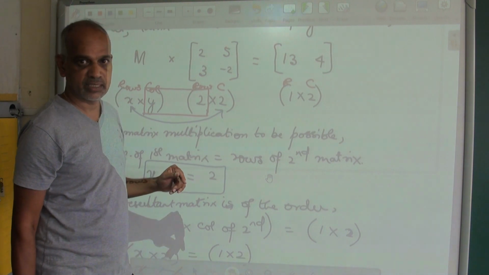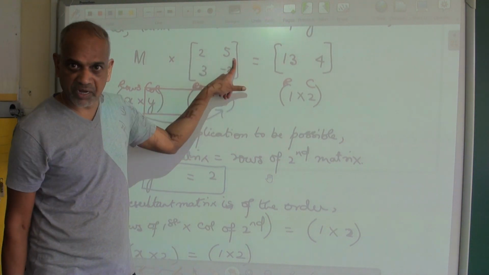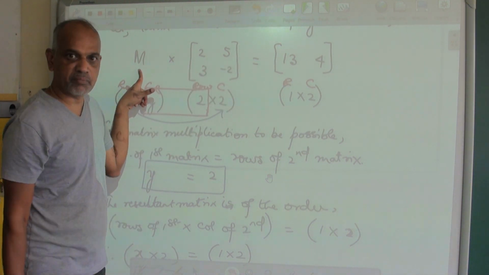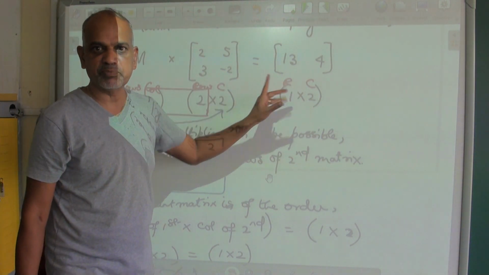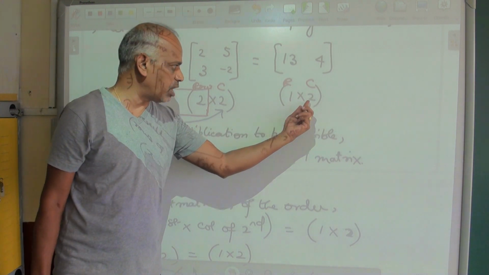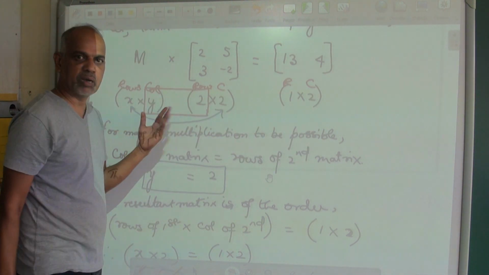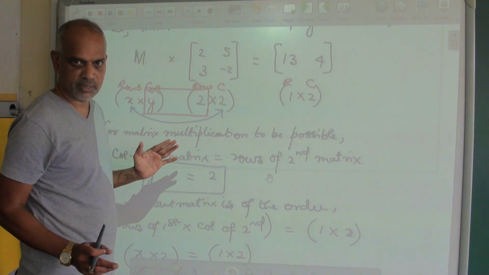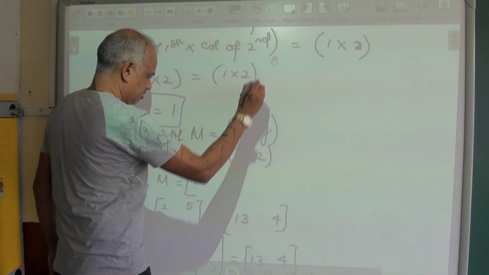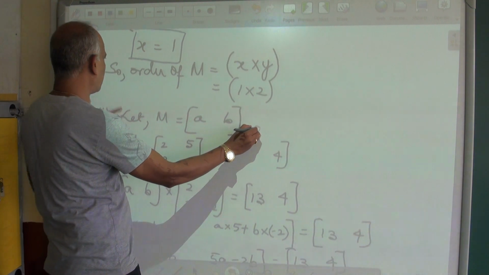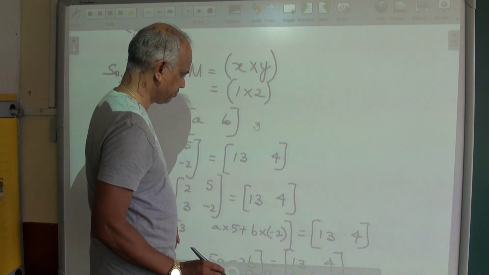Now it's also like this. If this is a 2 by 2 matrix, and if you multiply any matrix with the 2 by 2 matrix, the order of this and the order of the result must be the same. So if this is a 1 by 2 matrix, this also must be a 1 by 2 matrix. That's the shorter method. Okay, but actually you are supposed to write all these in detail. So we got the order of matrix M, which is 1 by 2.